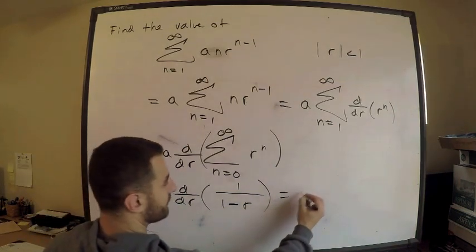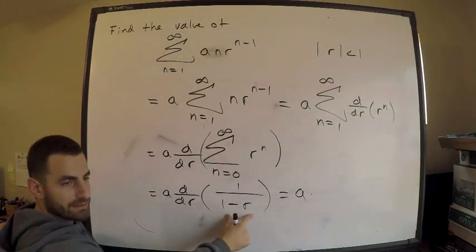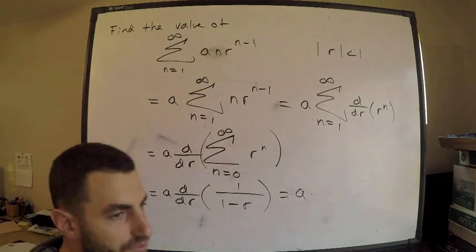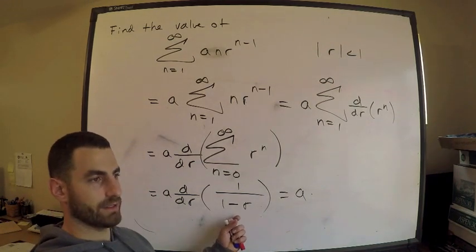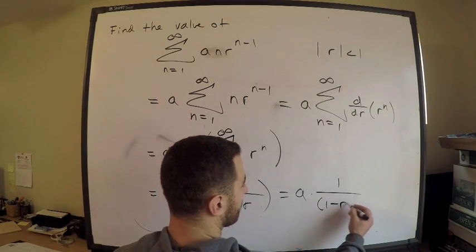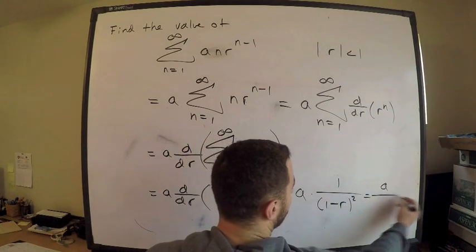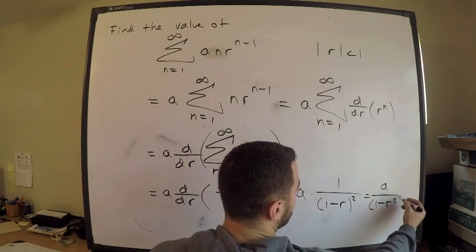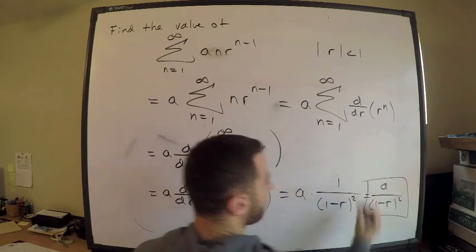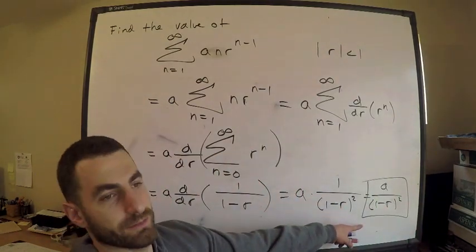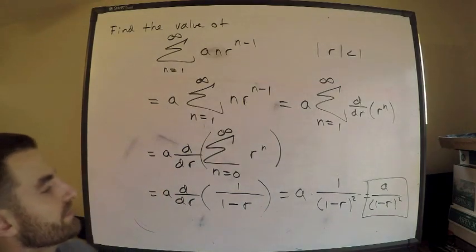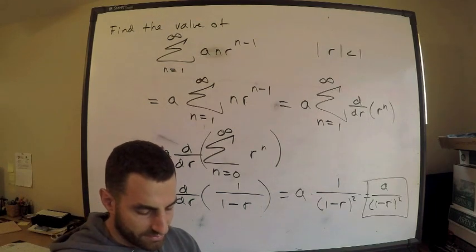How nice. This is equal to a times, what's the derivative of this? Derivative of this, use the chain rule, right? Convince yourself you can do it. This is 1 over 1 minus r squared. This is a over 1 minus r squared, squared on the outside. This is also an important formula to know. It's an important series of what it converges to regarding the geometric sum.